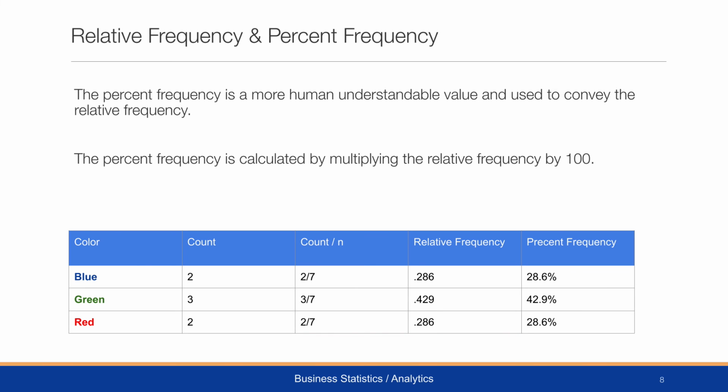The percent frequency, which I've kind of already done, is a more human understandable value to convey the relative frequency. The percent frequency is just calculated by multiplying the relative frequency by 100, which I had already done. We had a relative frequency of 0.286, just multiply it by 100, and you get 28.6%. In the case of green, 0.429, you have 42.9%. In the case of 0.286, again for red, it would be 28.6%. You could just move the decimal place to the right 2 places and get the answer.